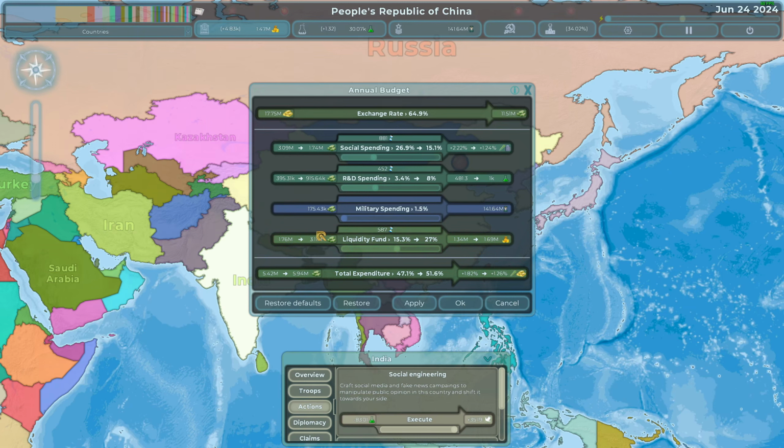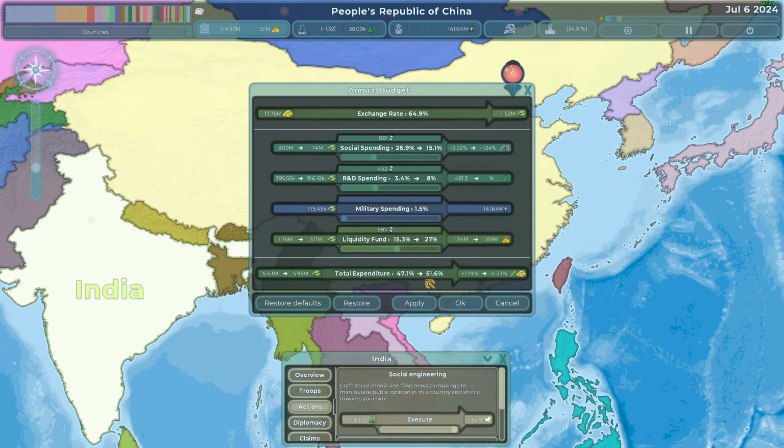And military spending makes your troops stronger. It's good for getting an edge if military power is similar. But we're going to keep it at minimum. And then whatever you don't spend, you see this total expenditure. The rest of it goes to helping grow your economy. So I'm just gonna apply this.